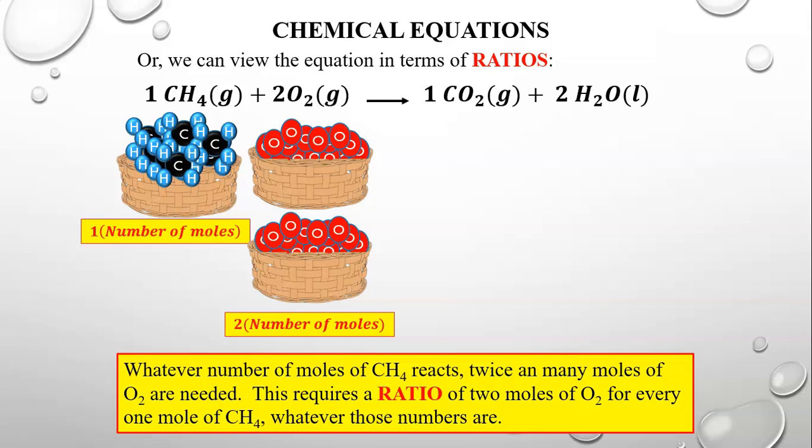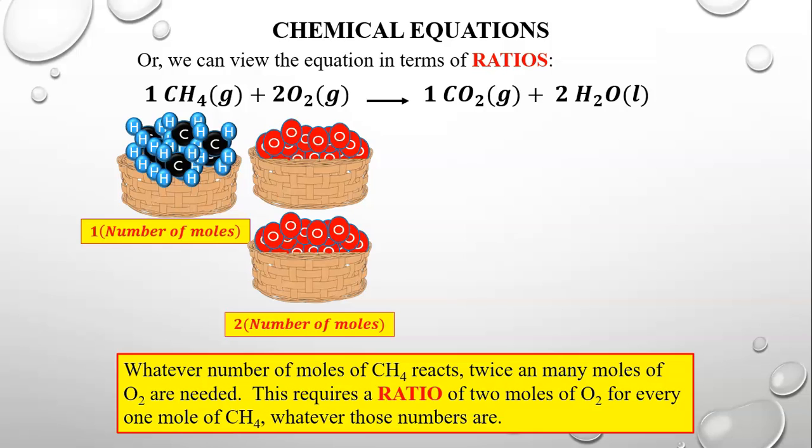So if, for example, we have 1.3 moles of CH4, we're going to need twice that many, 2.6 moles of O2. If we have 50 moles of CH4, we're going to need twice that many, 100 moles of O2. So rather than thinking of it as a specific number of molecules or a specific number of moles, think of it as a relationship. That in this case we need twice as much O2 as the amount of CH4 in order to make this reaction work.